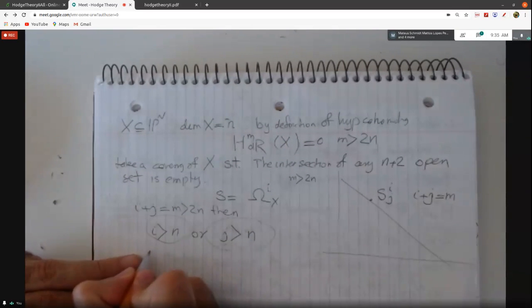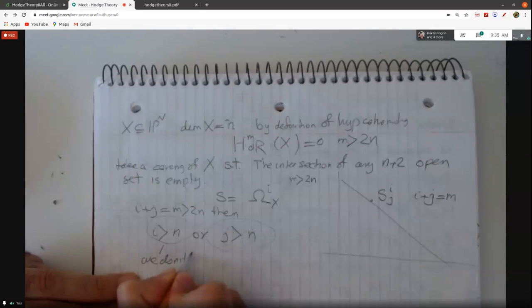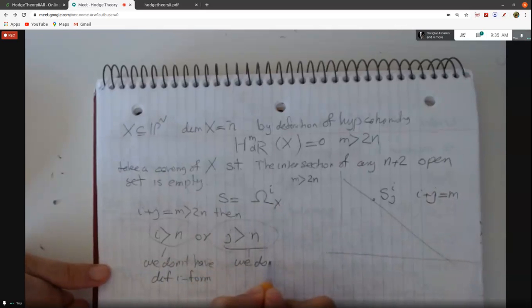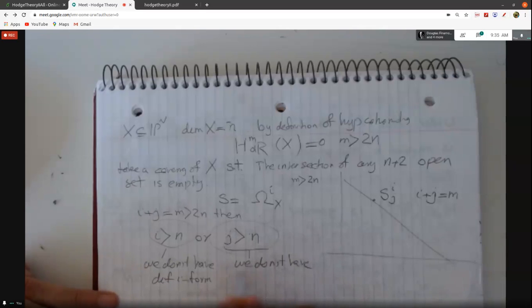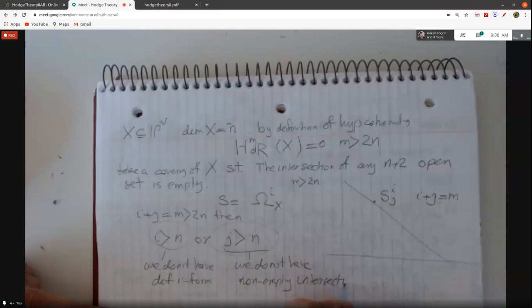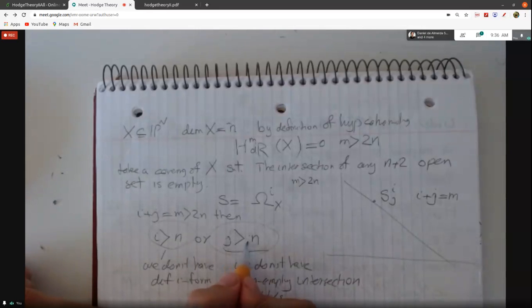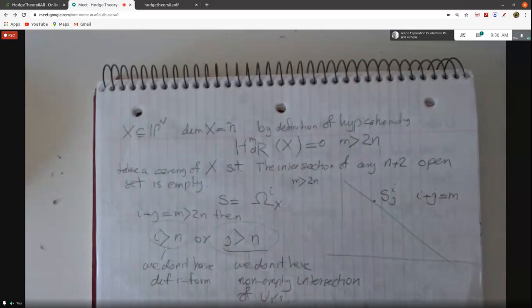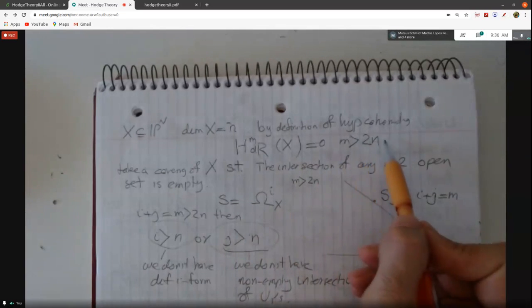But in this case, we don't have differential i-forms. Remember that our differential forms are algebraic. In this case, we don't have non-empty intersection of U_i's, because in degree n it corresponds to an intersection of n plus 1 open sets. So in degree j it will correspond to an intersection of n plus 2 open sets, and there we don't have any. Anyway, by the definition of de Rham cohomology, in degree above 2n we don't have any cohomology.